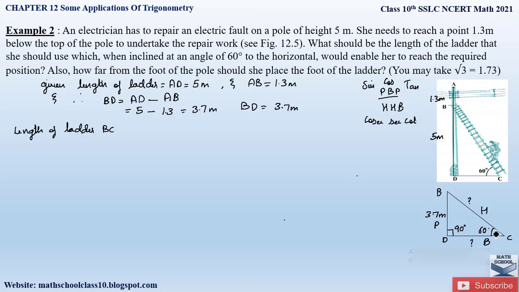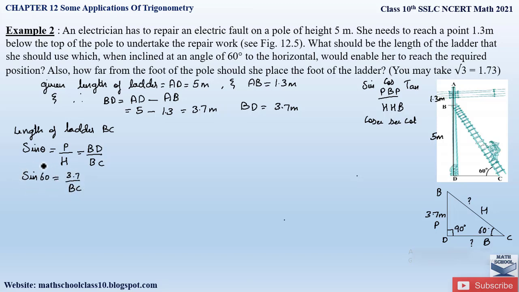In the figure, when you see the triangle, we know the perpendicular value and we have to find out the length of the ladder, that is the hypotenuse. So when you look at which fraction is perpendicular by hypotenuse, it is sine theta. Therefore we will apply the sine trigonometric ratio here to find out the length of the ladder BC. So sine theta is equal to perpendicular by hypotenuse, where perpendicular is BD and hypotenuse is BC. Now our theta is 60 degree angle. So let us write down here: sine 60 is equal to BD, which is 3.7, divided by BC.